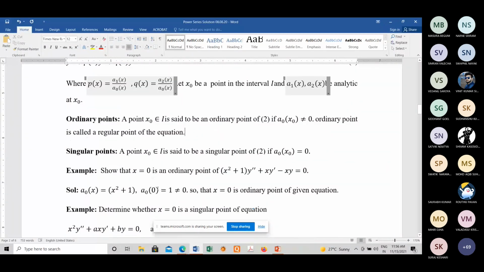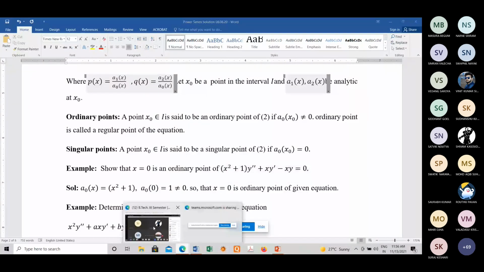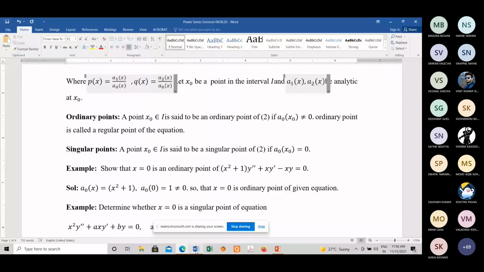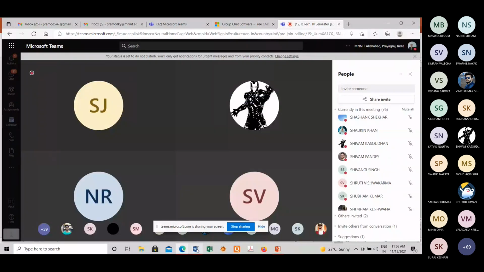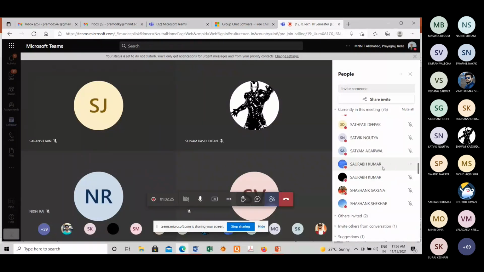Now, one question in this case, you may see this problem. What is the value of p x? Who will tell? Shivam Pandey? Shivam? Here the problem is with the number of students. I don't know, so most of my time is going to be spent just calling them. Satvik.